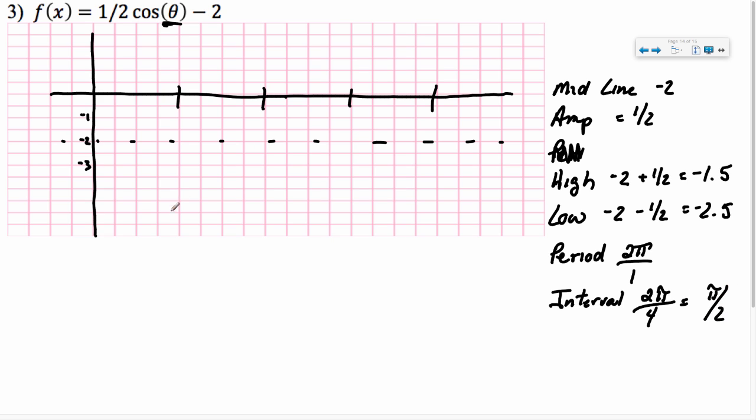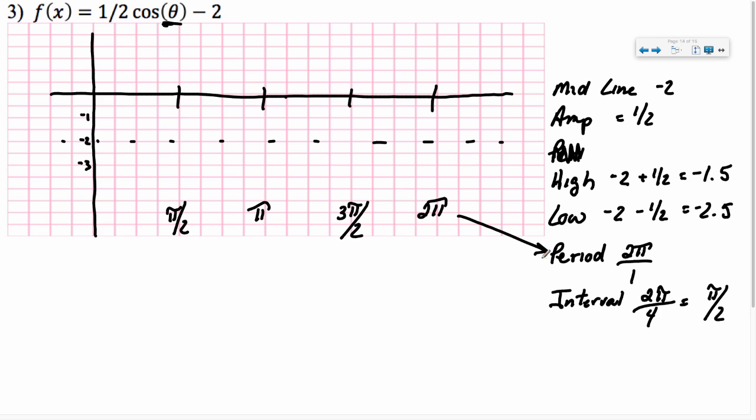So the first interval is pi over 2. The second interval is 2 pi over 2, which is pi. Next guy's 3 pi over 2, can't reduce that. And then 4 pi over 2, which unless you live in West Virginia, is also known as 2 pi. And notice, 2 pi always matches. Whatever your period is will be your last interval. Cool. Okay, let's do some points.